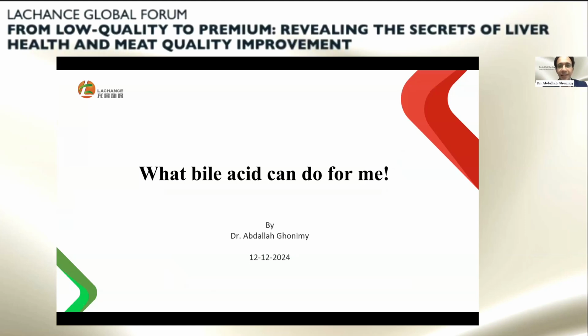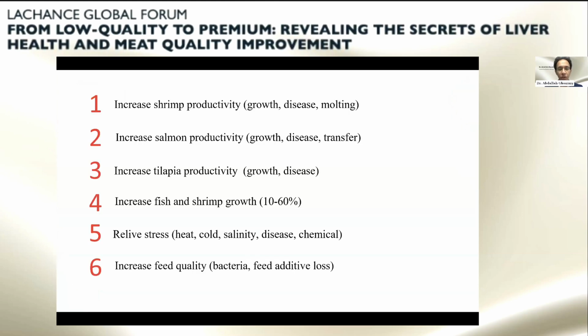What bile acid can do for me as an investor, as a feed formulator. Here, I'm going to show some general lines to understand how bile acid can help us. The first one is increasing shrimp productivity. This is specifically for shrimp, related to growth, disease control, and also the molting process and how to make it successful.